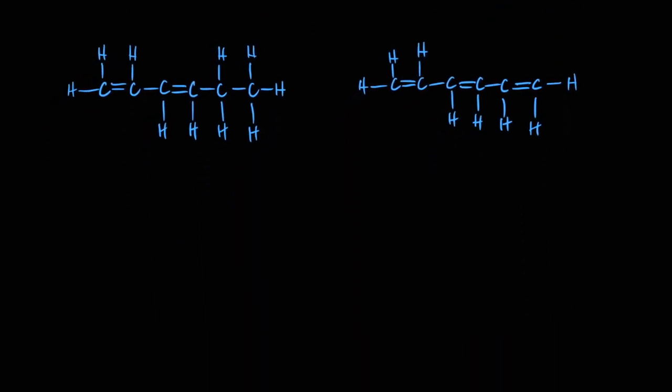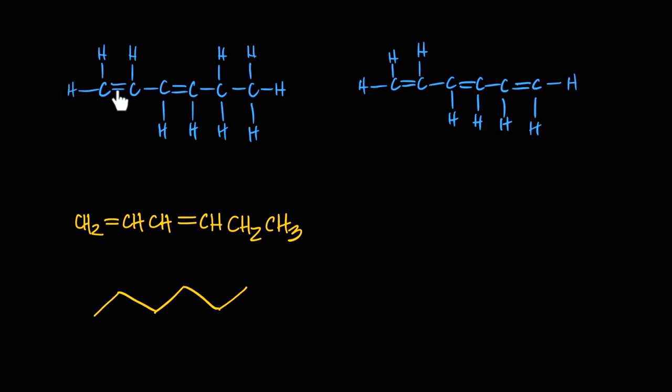You can pause right now and solve, because now I'm solving them to make their structural formula and their skeletal formula. Structural: CH2 double bond CH, then another CH double bond CH, then CH2, CH3. And they're all 1, 2, 3, 4, 5, 6. No branches, 6 in a chain. The first double and the third double. There you go. That's it.